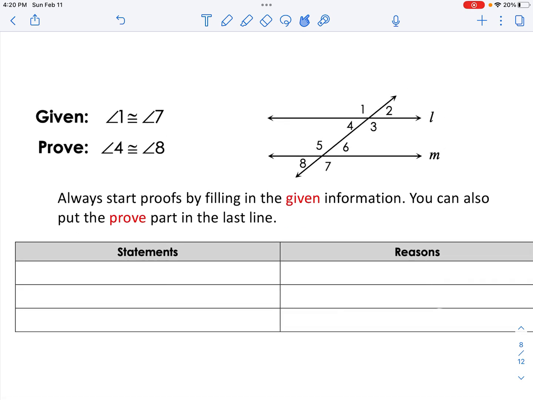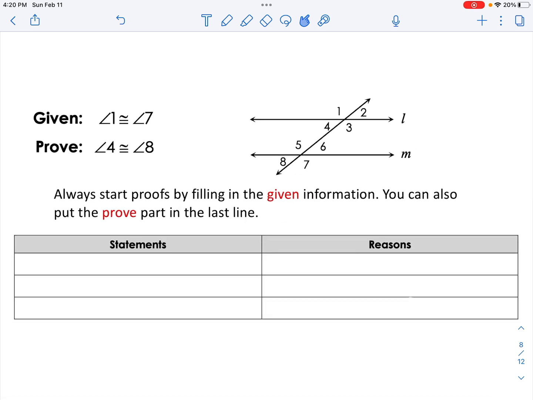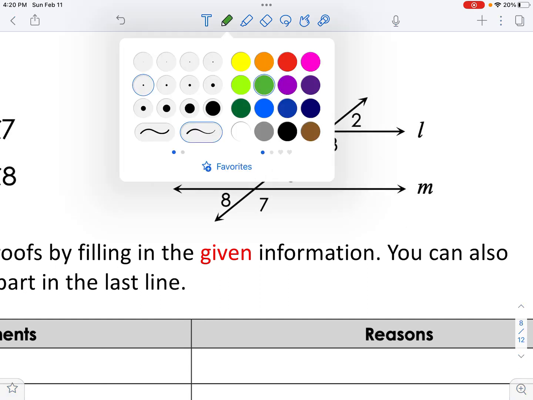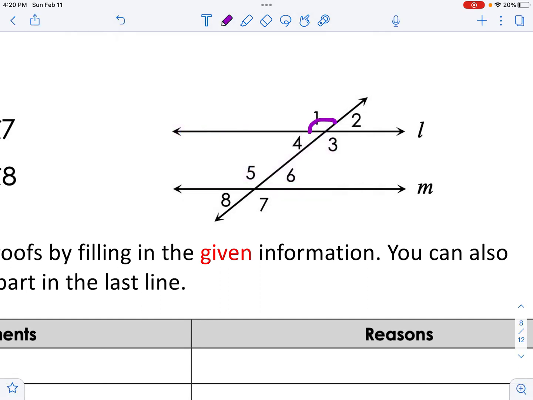Okay, here is our first proof. It says, given that angle 1 and 7 are congruent. So in your picture, you may want to draw that. 1 and 7 are congruent. Okay.